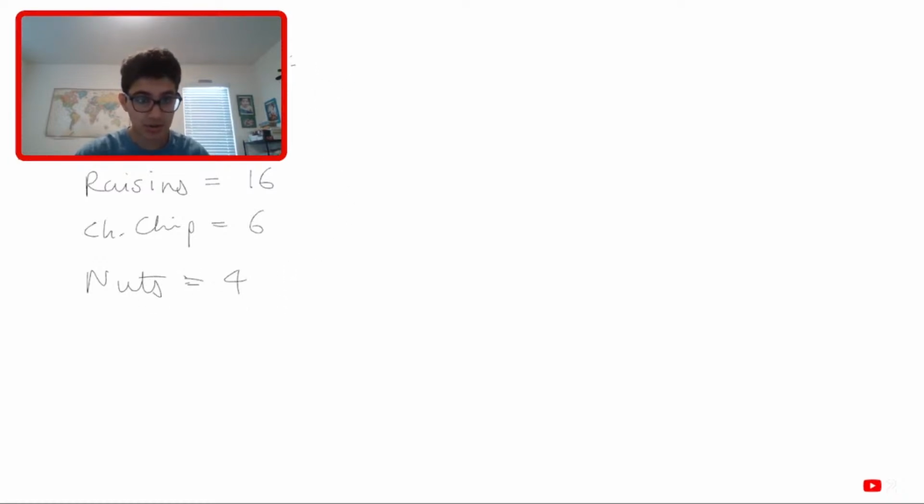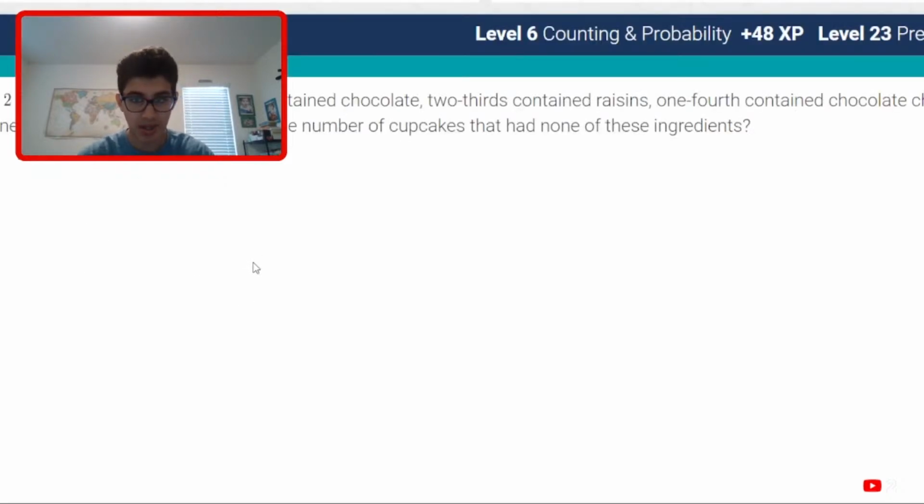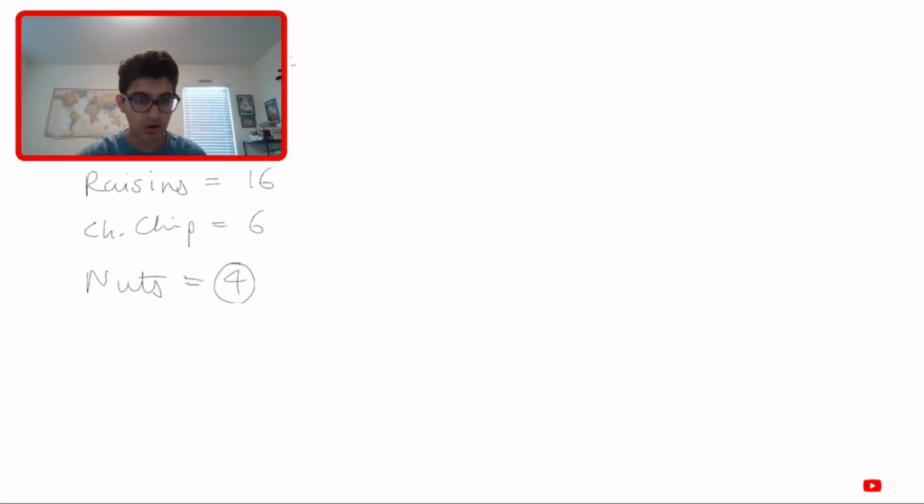Okay. So in total, if you add it up, how many do we get? We get obviously a lot more than 24. So what if we want to maximize the number that have none of these ingredients? So we want all of them to have nuts, right? So there'll be four that have, well, not even just that. Sorry, obviously all of them can't have nuts. That's only four, but we want four of them to have all of these in them. Okay, so that means there are going to be four cupcakes with chocolate, raisins, chocolate chips, and nuts.